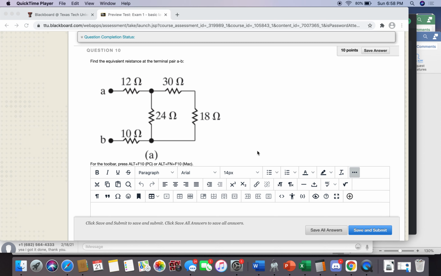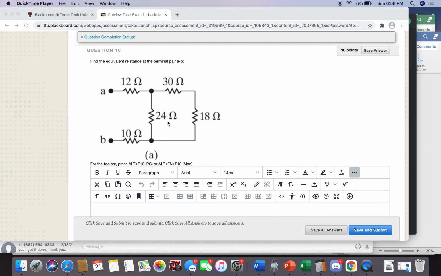Okay, I also want to do this one without actually making a video of me working the problem. So let me just say you were asked to find the equivalent resistance at terminal pair AB. So we have a 30 and an 18 ohm in series. You combine those, you get 48. That then puts the 48 in parallel with the 24. And if you just literally plug into the formula, you get the correct resistance, 16 ohms.